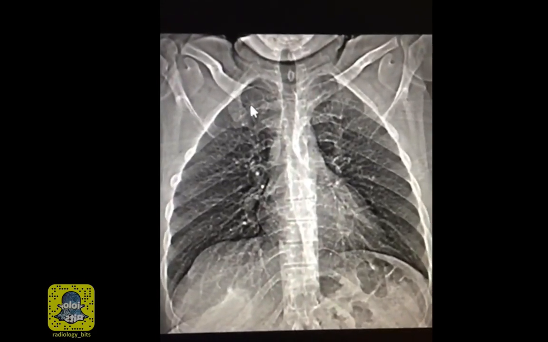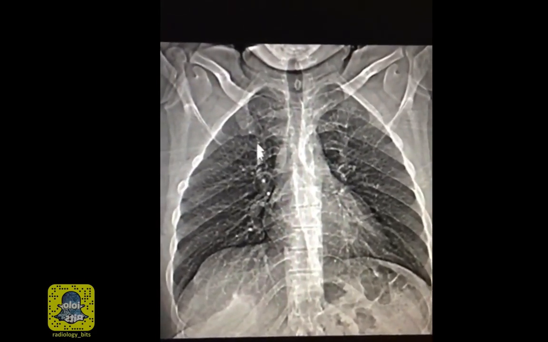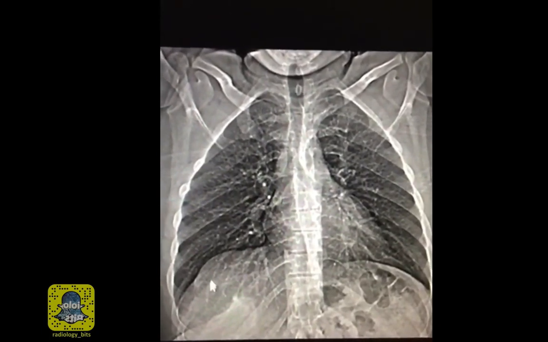So our summary today is the quick teaching point as well. When you're looking at a chest X-ray, look at the lungs and don't forget to look below the diaphragm.